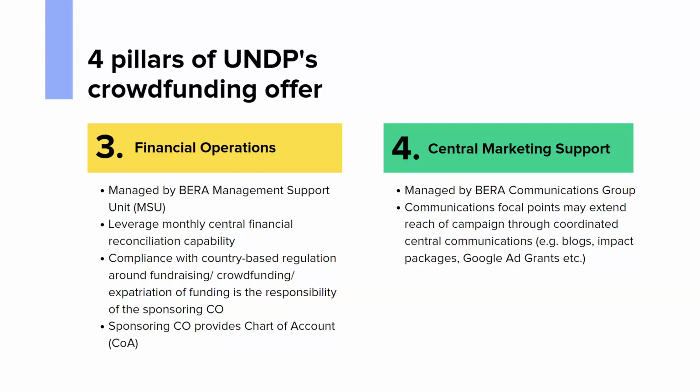The fourth pillar is the central marketing support. We provide to all the teams that are working at the Crowdfunding Academy better communication support. This could be basically reflected on blogs related to your campaign or social media posts on UNDP's central accounts, and access to different grants like the Google Ads grant.